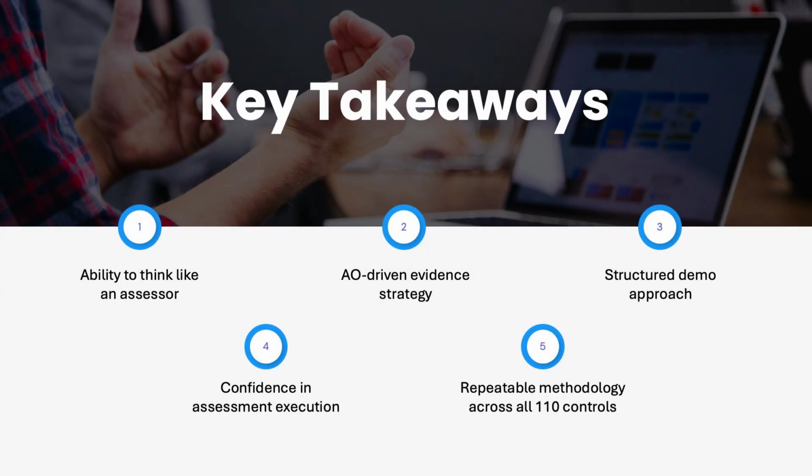By completing CMMC Control Mastery, you gain more than knowledge of the controls. You develop the ability to think like an assessor. You learn how to map evidence directly to assessment objectives, how to structure your demonstrations, and how to avoid the most common failure points. Most importantly, you gain a repeatable approach that can be applied across all 110 Level 2 practices.